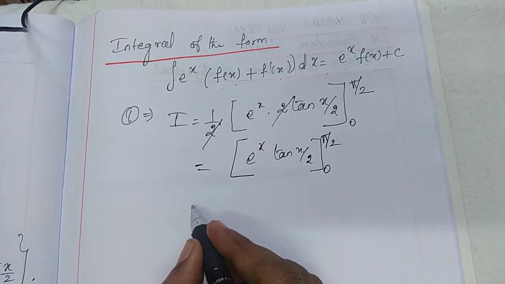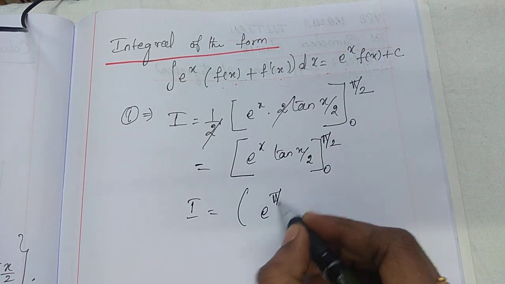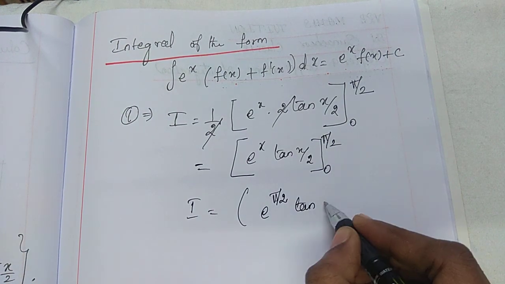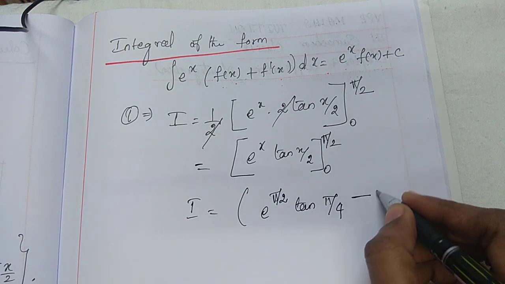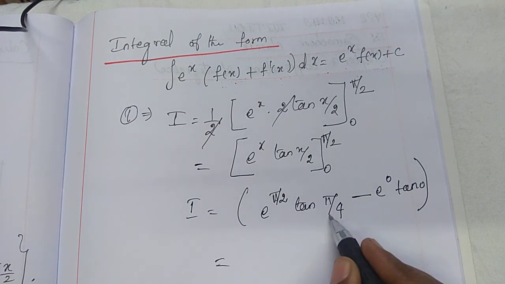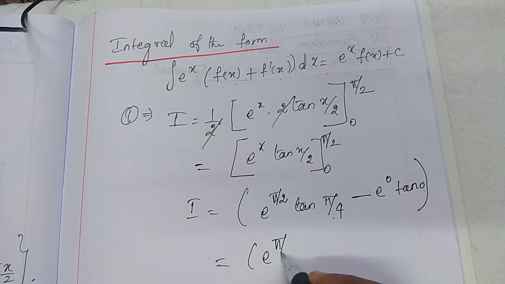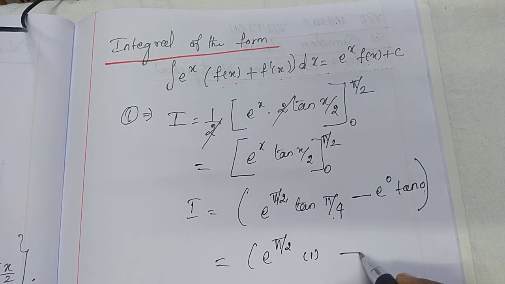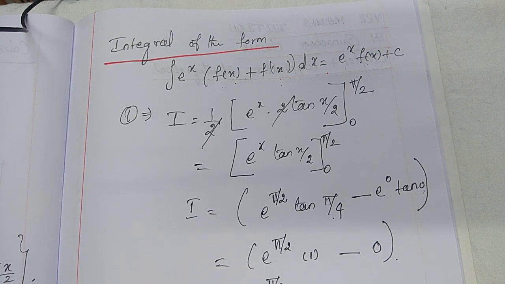First, apply the upper limit, which is pi by 2. So e power pi by 2 tan pi by 4, since pi by 2 by 2 is pi by 4, minus e power 0 tan 0. We know that tan pi by 4 is 1 and tan 0 is 0. So e power pi by 2 into 1, and the second term is fully 0. Therefore, our I is equal to e power pi by 2.